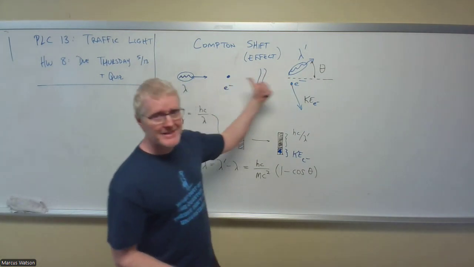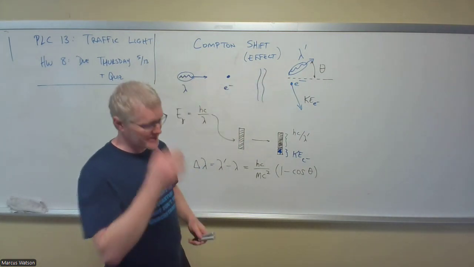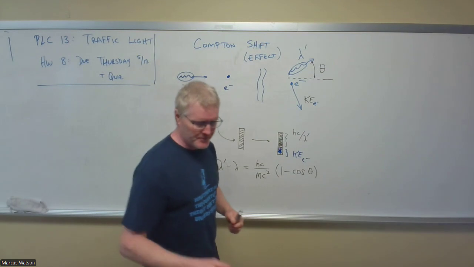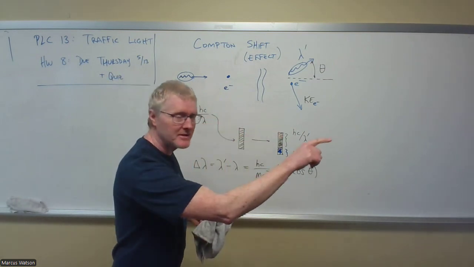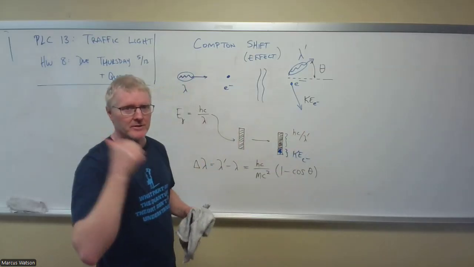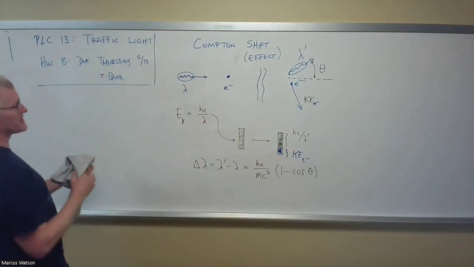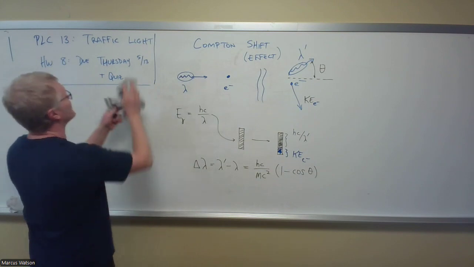And if it is backscattered, let's talk about that as an example. If the photon has a head-on collision, straight on, and is backscattered. Okay, let's do that one, and let's talk about what the Compton shift is for that.